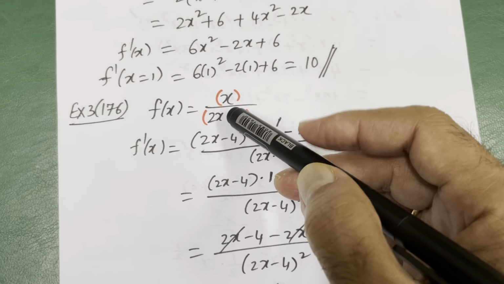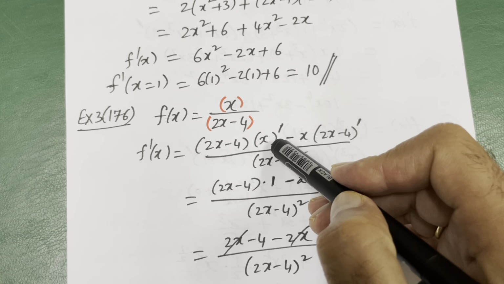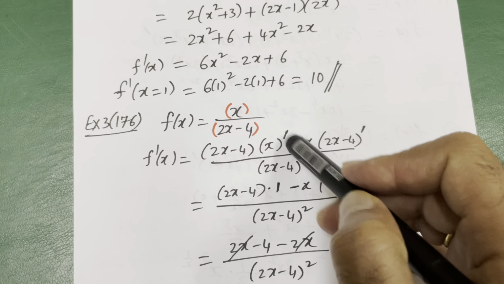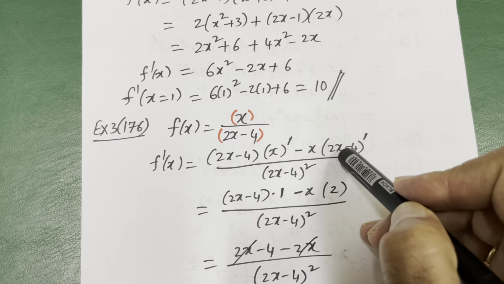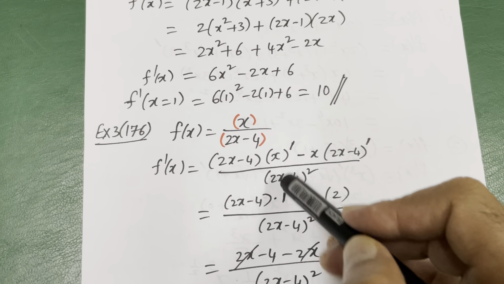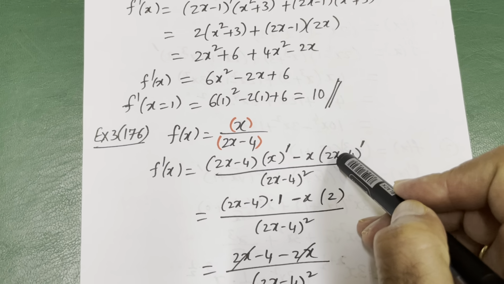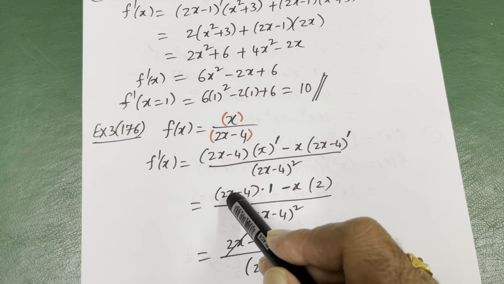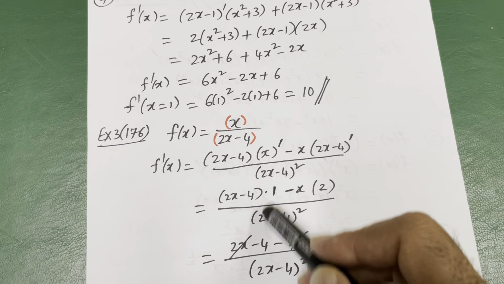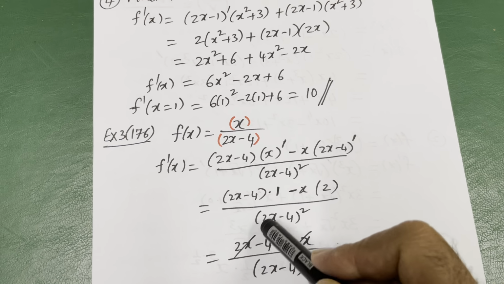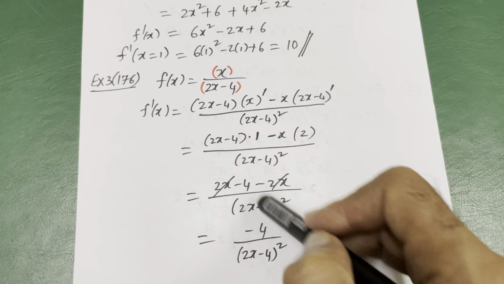What is the formula? Denominator into derivative of the numerator, minus numerator multiplied by derivative of the denominator, divided by denominator square. 2x minus 4, x derivative is 1; minus x, 2x minus 1 derivative. 2x derivative is 2, 4 derivative is 0. Now simplification: 2x minus 1 is 2x, 4 multiply 1 is 4, minus x multiply 2x; the 2x plus and minus will cancel, minus 4 over (2x minus 4) whole square.